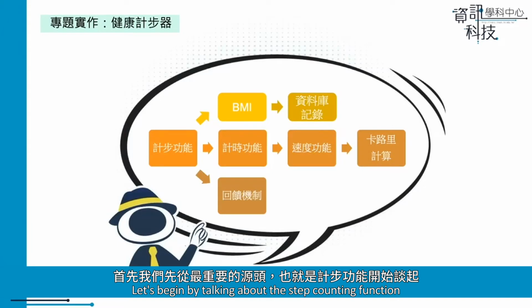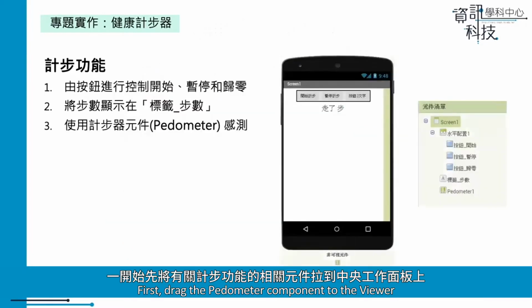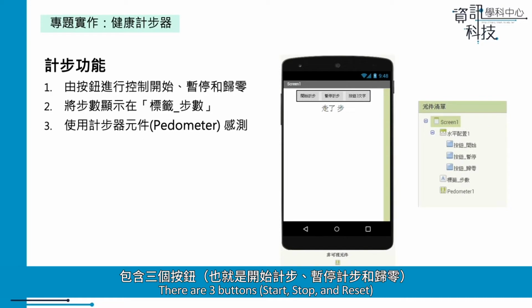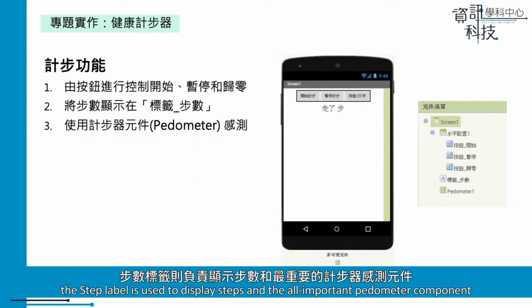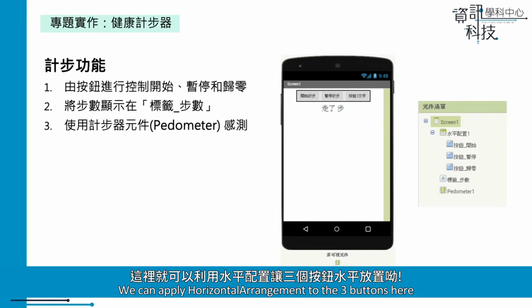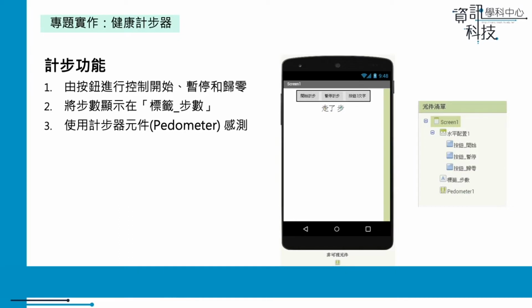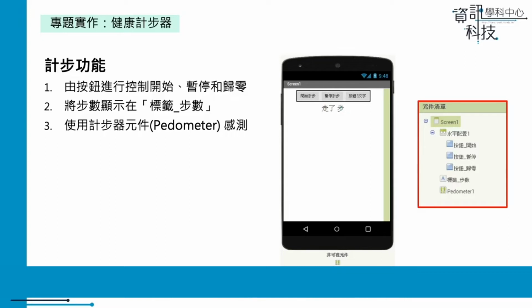Let's begin by talking about the step counting function. First, drag the pedometer component to the viewer. There are 3 buttons: Start, Stop, and Reset. The step label is used to display steps, and then there is the all-important pedometer component. Remember the horizontal arrangement that was taught in the last course? We can apply horizontal arrangement to the 3 buttons here. Refer to the naming method on the screen. After this is completed, you can begin to design the logic.